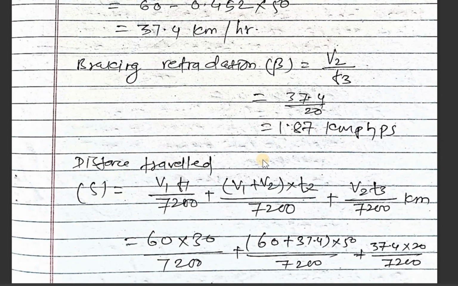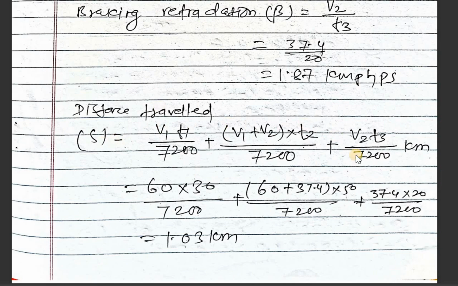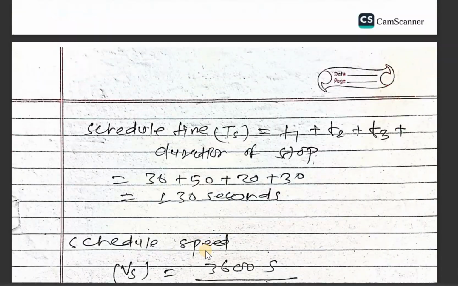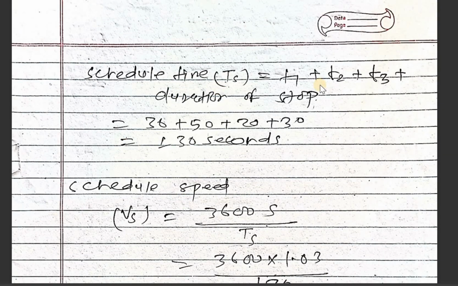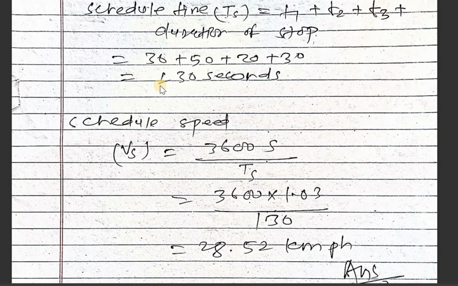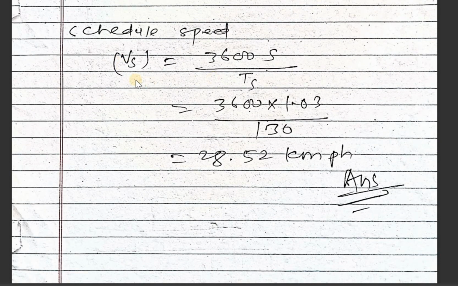And this is the equation of total distance travelled. Then put all the values from above, and we can get total distance equal to 1.03 kilometer. The schedule time Ts equals t1 plus t2 plus t3 plus duration of stop. So t1 is 30, t2 is 50, t3 is 20, plus duration of stop is also 30, so 130 seconds. And schedule speed Vs equals 3600 into distance upon Ts, so 3600 into 1.03 upon 130, that is 28.52 kilometer per hour.